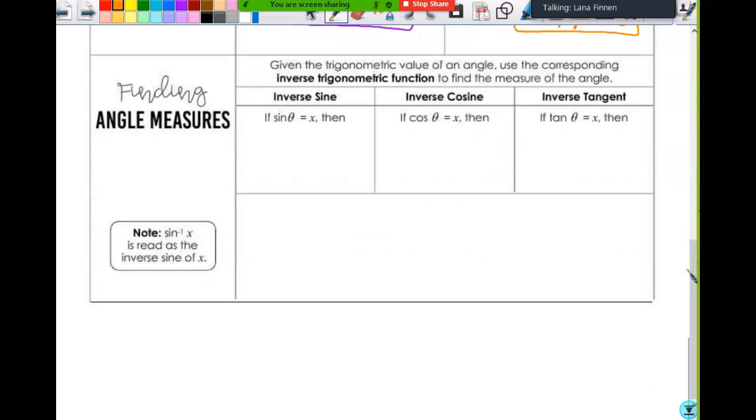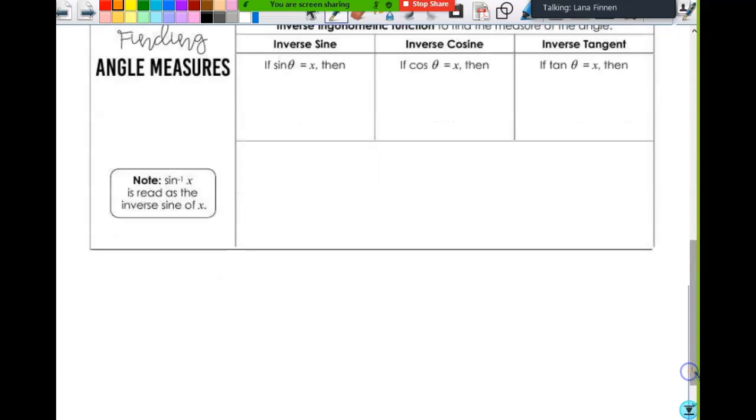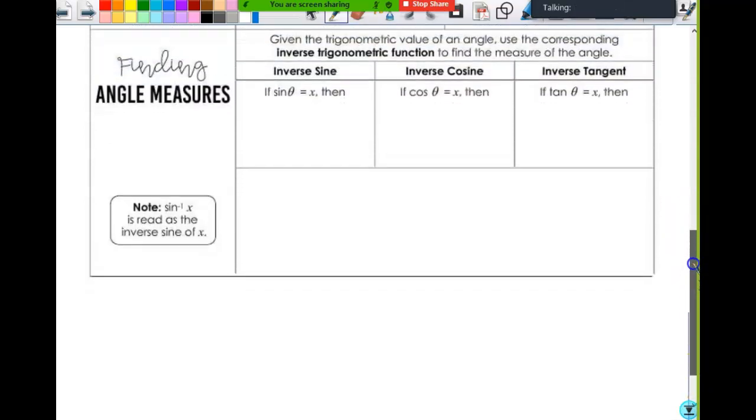So it says, given the trigonometric value of an angle, use the corresponding inverse trigonometric function to find the measure of an angle. So if I have the sine of theta equals x, so if I know what x is, like I have the ratio, but I don't know the angle, and I need to get theta by itself, I need to get sine away from it. I don't get to divide by sine because this isn't multiplication, right? I have to do the opposite.